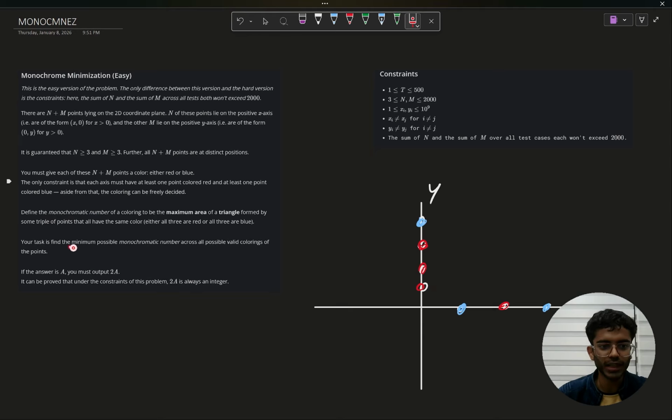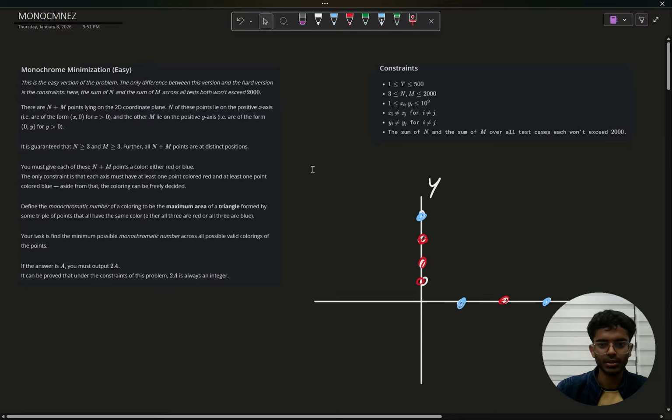Now we need to find the minimum possible monochromatic number across all the possible colorings we can do. So we're free to do whatever coloring we want, and we need to find out the minimum possible monochromatic number we can get. In the output, if our answer is A, we need to print 2A, and it can be proved that 2A will always be an integer.